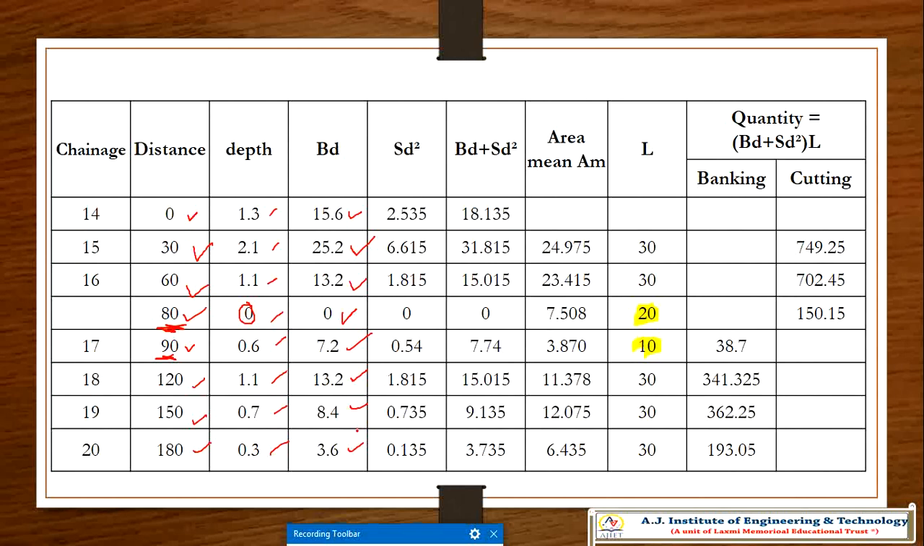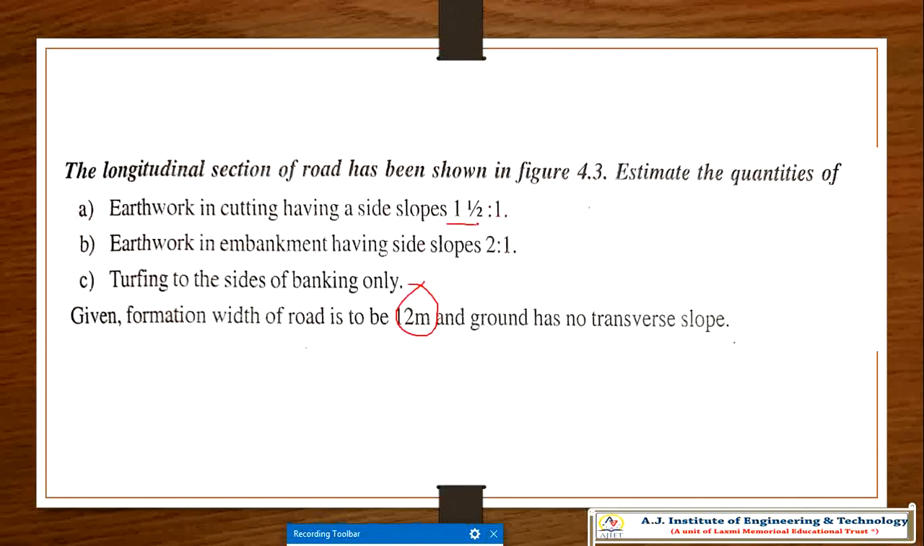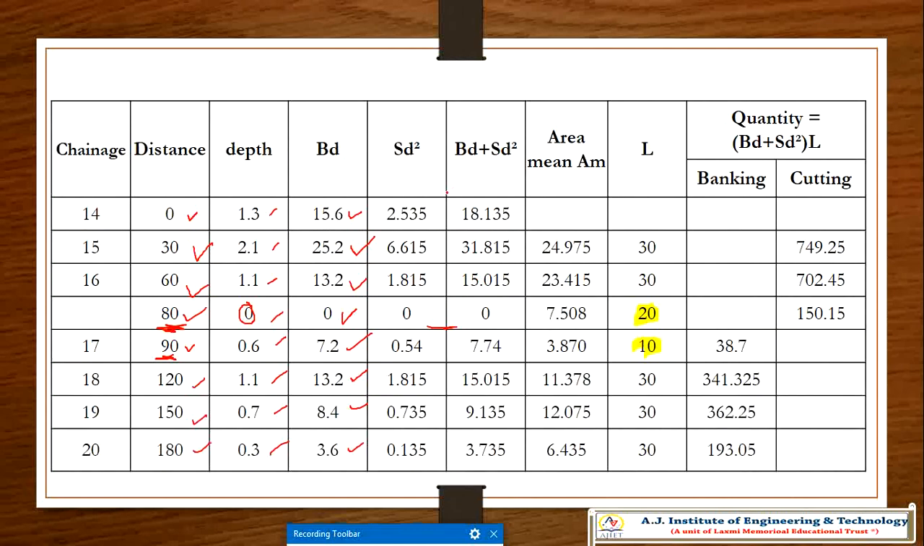Right. So now we are going for ST square. ST square means what? You know that banking is separate, so after this, banking and cutting will be separate. Banking is around 1.5:1 for cutting and 2 for banking. So first we have cutting, that is 1.5:1 into depth square. That is how we will get the answer.